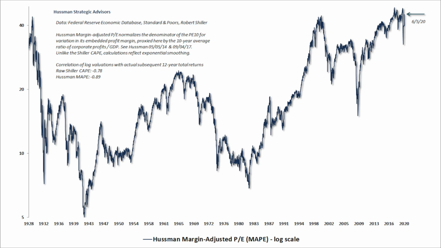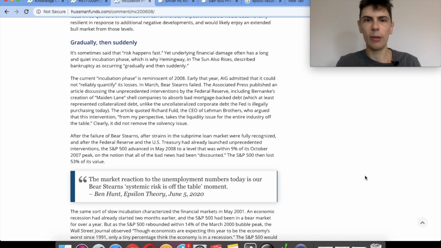Another metric that he likes to look at is the margin adjusted PE ratio. So essentially, this is just the PE ratio, and you also account for profit margin. And here's the chart, and you can see we're pretty much at an all-time high, similar to 1929 and the 2000 dot-com bubble. And obviously we haven't seen a stock market crash yet. We saw one in March, but we've rebounded pretty quickly. And a lot of people are saying that was it. That was the scare, and now we're going back up and we're starting a new bull market.